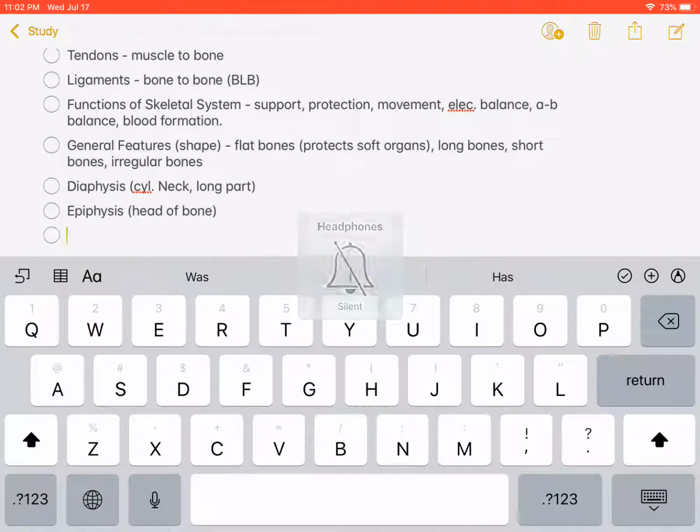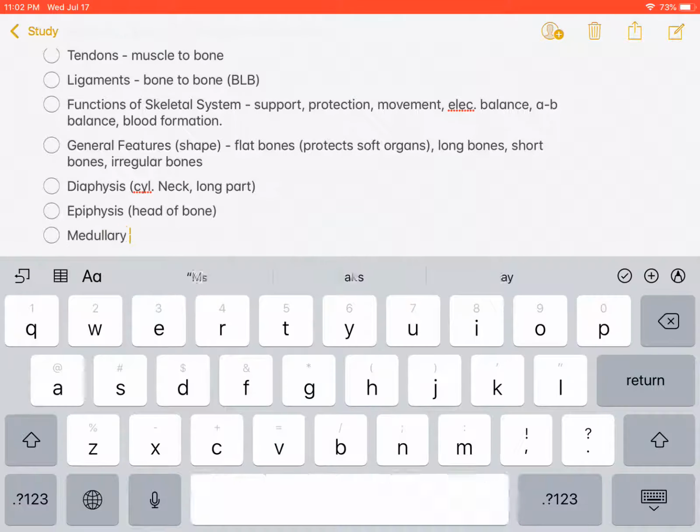Medullary cavity. You want to know what that is? That's another idea for a flashcard, is the space in the diaphysis with bone marrow. So, just look inside. It's literally inside the bone. And it's the space. And that's where you find the bone marrow.